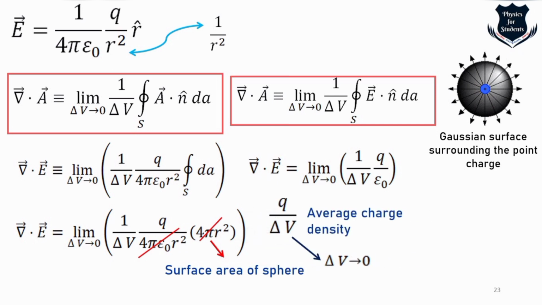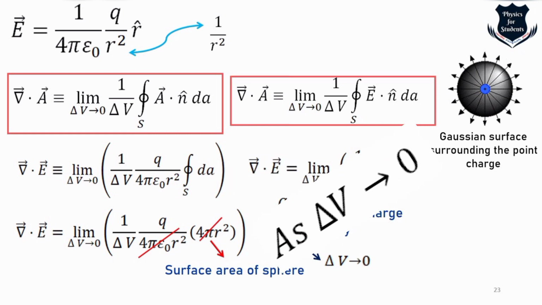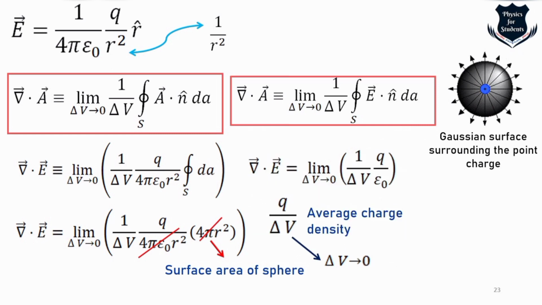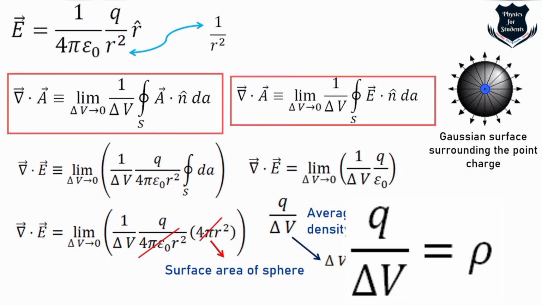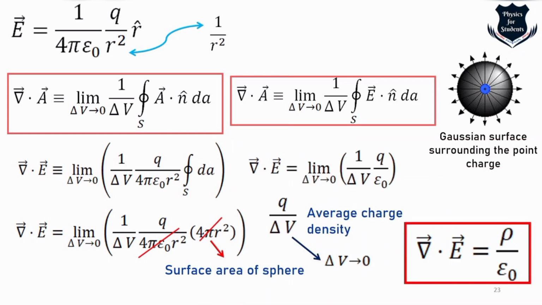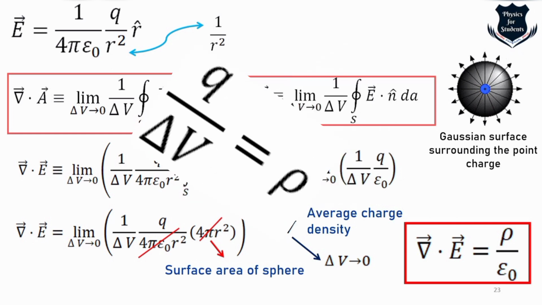But this is actually the average charge density. This delta V is just the average charge density over the volume delta V, but as delta V shrinks to 0, you see it is limiting approaching 0, this becomes equal to Q, the charge density at the origin, and thus we get the origin of divergence, which is this. Okay, so again, delta V is the average charge density over the volume delta V, and as delta V shrinks to 0, this becomes equal to Q, the charge density at the origin.